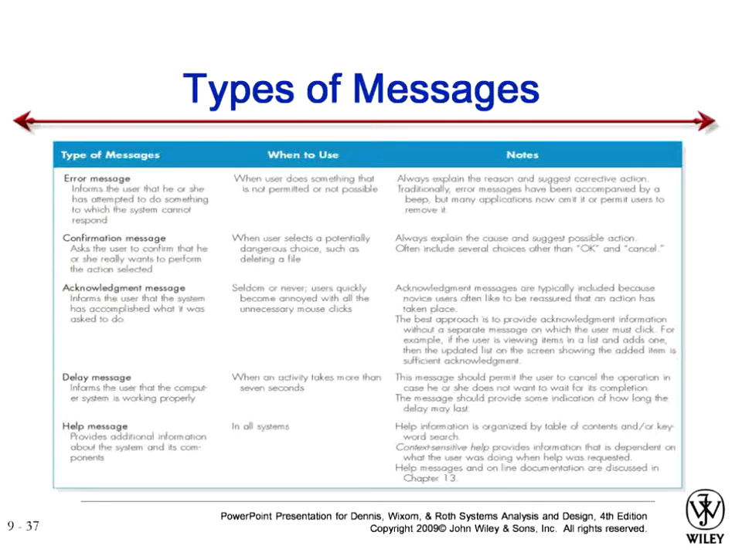The types of messages which can be displayed are error messages, confirmation messages, meaning like, do you really want to do this, please confirm. Acknowledgement messages, please acknowledge, or delay messages, or help messages. So there are different forms of messages which can be displayed.